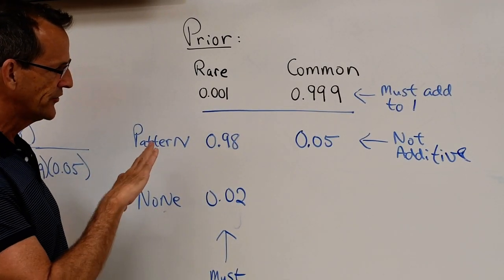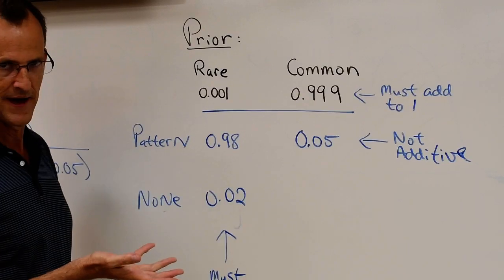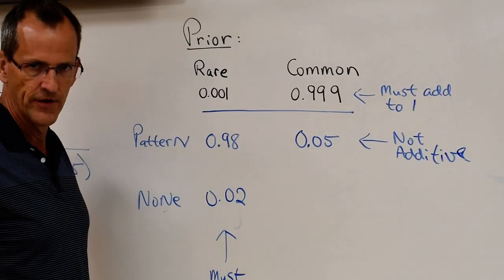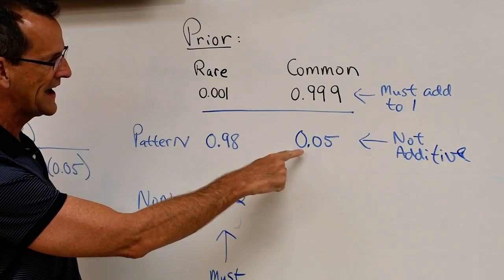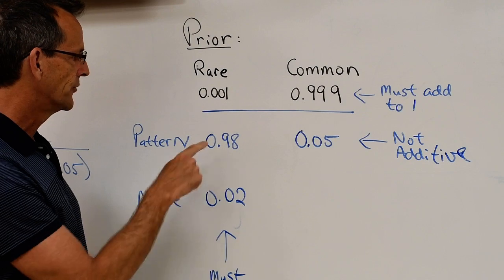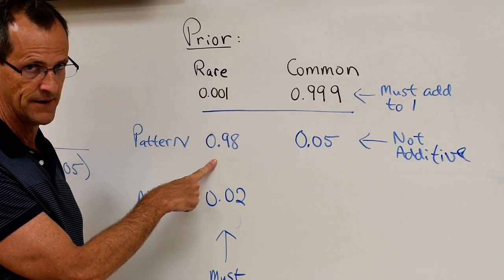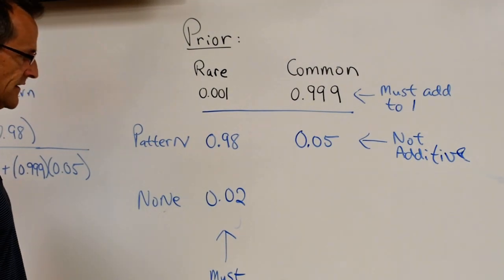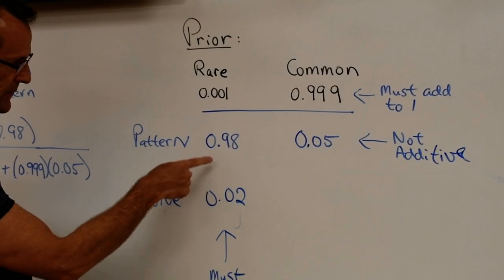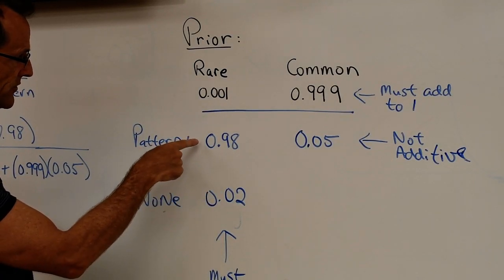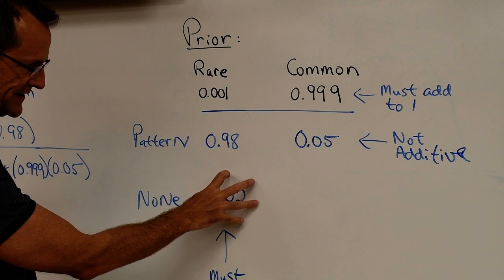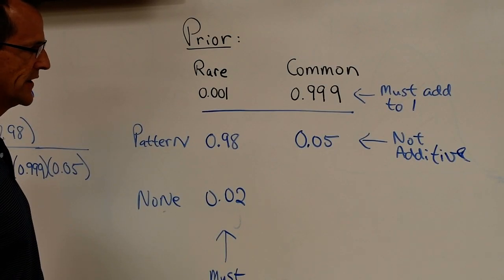And then they can either have this pattern or they don't have the pattern. These don't have to be additive, right? Because the common species could have the pattern at any frequency. But we have some new information. The common species has this pattern 5% of the time. The rare species has the pattern 98% of the time. Those two don't have to add up, but if you needed the information about none, you could find that, because for the rare beetle, either it has the pattern or it doesn't, so that has to add to 1. We don't actually need that information for this particular question.